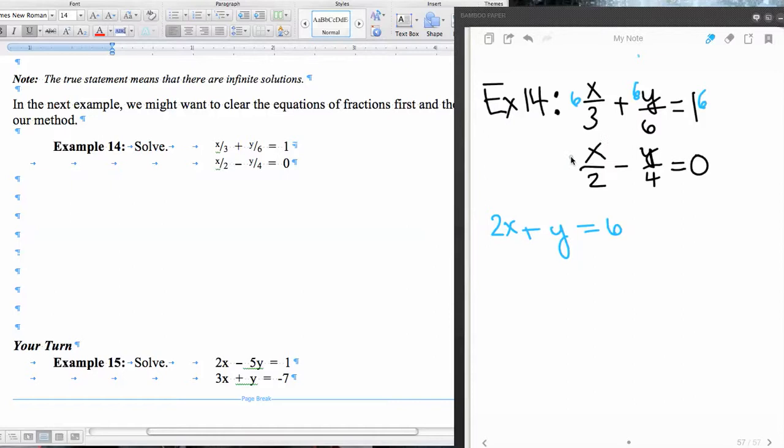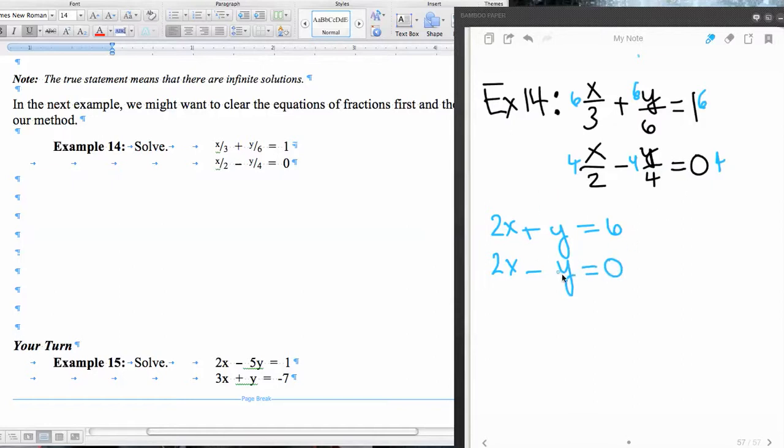Down here, I'm going to multiply through by 4. So 4 here, here, and here. And 2 goes into 4 2 times, so we have 2x. And then 4 goes into 4 once, and so we have 1y. And then we have 0 times anything, which is 0.